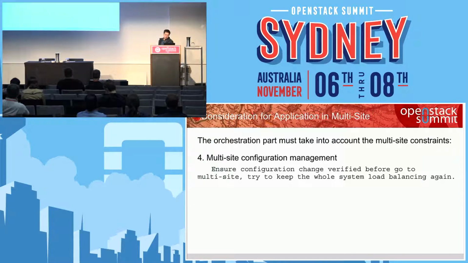And another one is we need to consider how to configure the application in different sites. We need to keep a consistent configuration in different components for the same application because this application will be deployed in multiple sites, but how to manage it and how to do the configuration change should be kept in mind. We must verify it in the first site and then apply to other sites so that the application can work with load balancing.